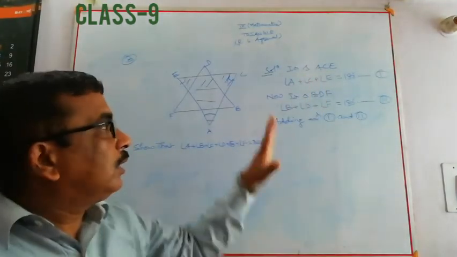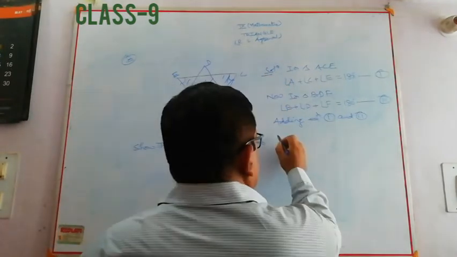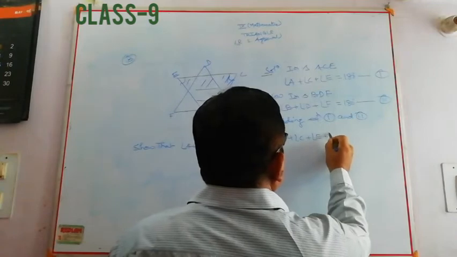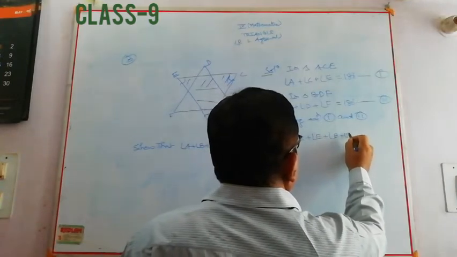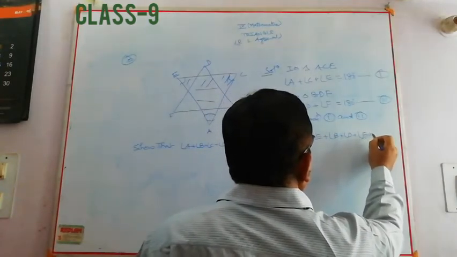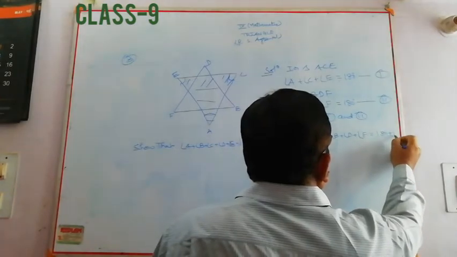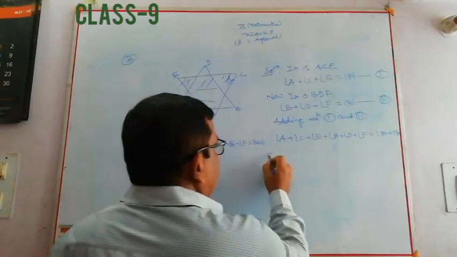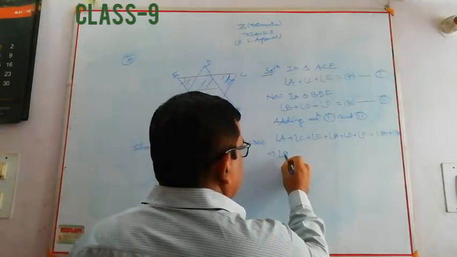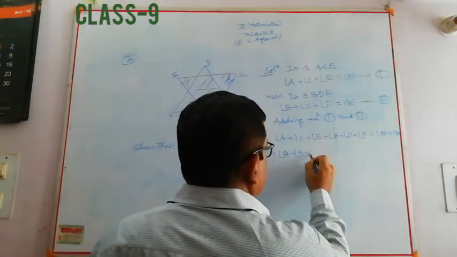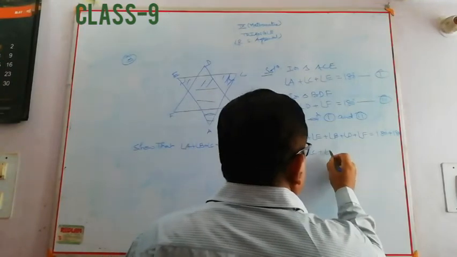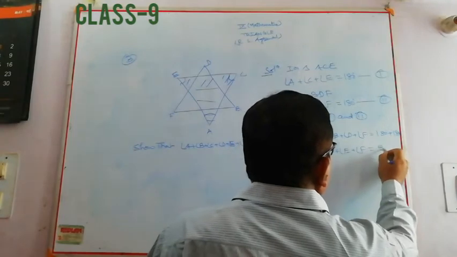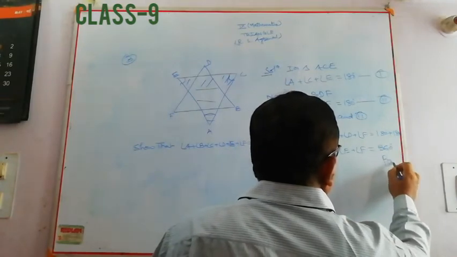What will you get? Firstly, I adding LHS side. Angle A plus angle C plus angle E plus angle B plus angle D plus angle F equal to 180 degree plus 180 degree. Now to write angle A plus angle B plus angle C plus angle D plus angle E plus angle F equal to 360 degree.